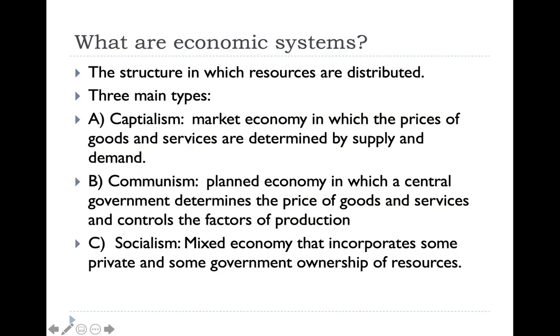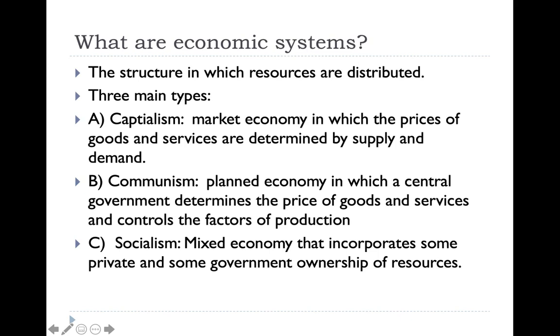Within each of these countries, there are different economic systems. An economic system is the structure in which resources are distributed. So, how the government and the economy work together. There are three main types of economic systems: capitalism, communism, and socialism. Capitalism is a market economy in which the prices of goods and services are determined by supply and demand. We have a capitalist economy system today in the United States.